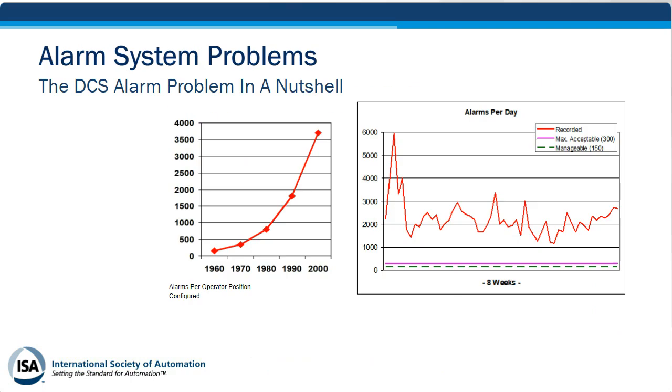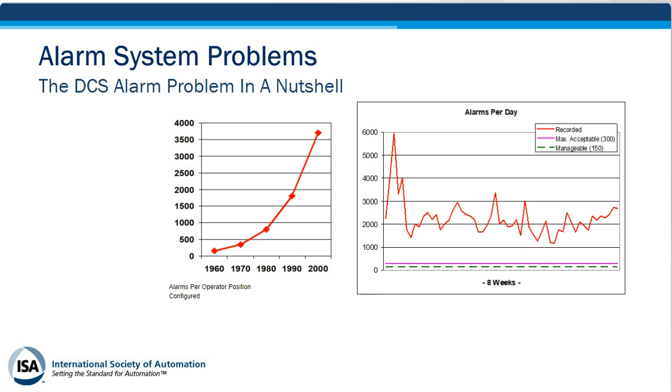So when you look at our alarm system problems, DCS has been the alarm problem in a nutshell. You can see the graph here. This shows you that from 1960 to roughly 2000, our alarms per operator position configured have increased exponentially, and the alarms per day have gone up substantially.